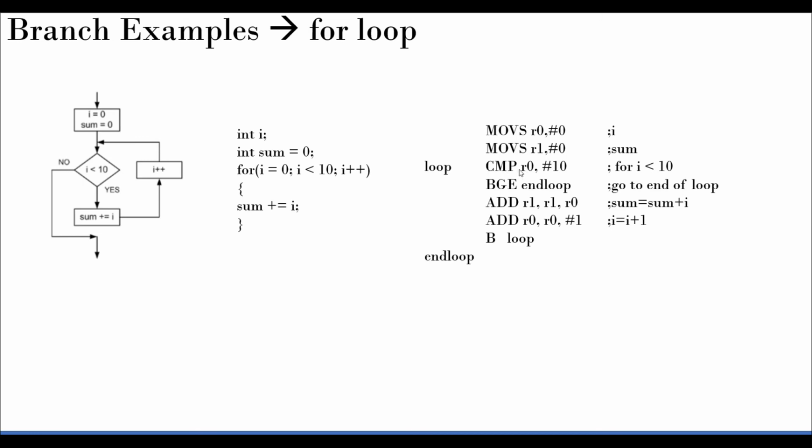Then you compare r0 with 10, right, because you want to count till 10. So if r0 is greater than 10, you end loop. That's what is happening, right? If it is greater than 10, you end loop. If it is not, add r1 is equal to r1 plus r0. So this is the summation, sum equal to sum plus i, and then r0 you just increment by 1. r0 is nothing but our i in this case. So again it goes to this, and then b loop. It checks again whether it's less than 10. If it is, it goes back here. The moment it becomes greater than 10, it comes to end loop. Is it not fun? It should be.